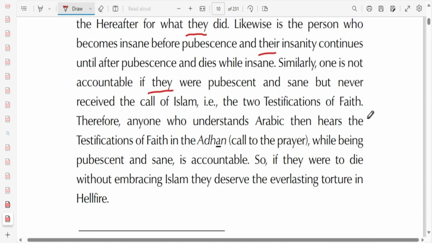i.e., the two testifications of faith. Therefore, anyone who understands Arabic, then hears the testifications of faith in the adhan while being pubescent and sane, is accountable. This comma, we don't need it. Therefore, anyone who understands Arabic then hears the testifications of faith in the adhan while being pubescent and sane is accountable. So, if they were to die without embracing Islam, they deserve the everlasting torture in hellfire.